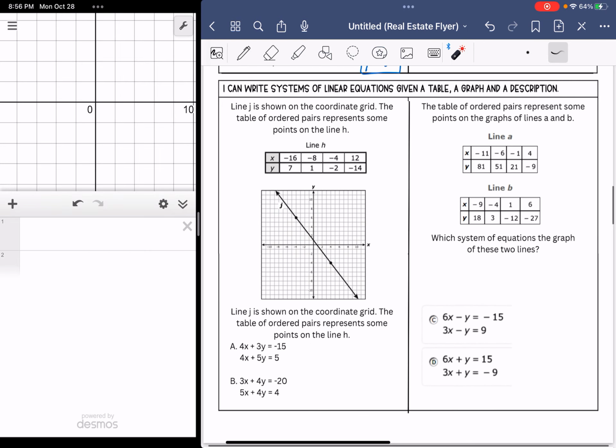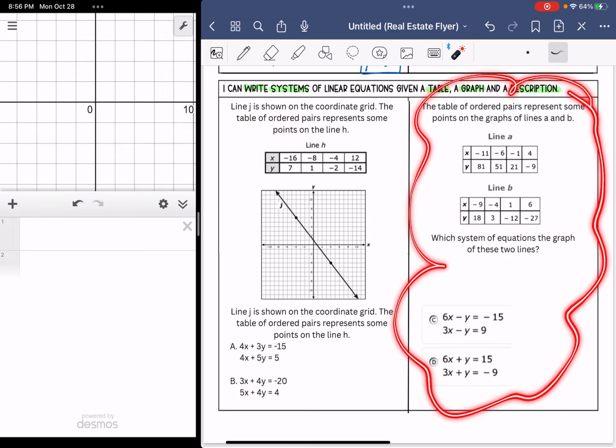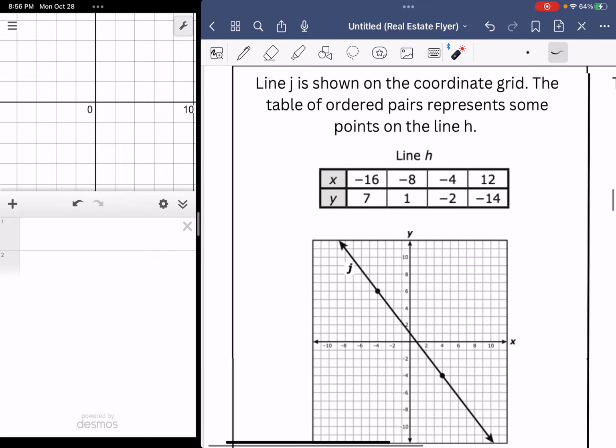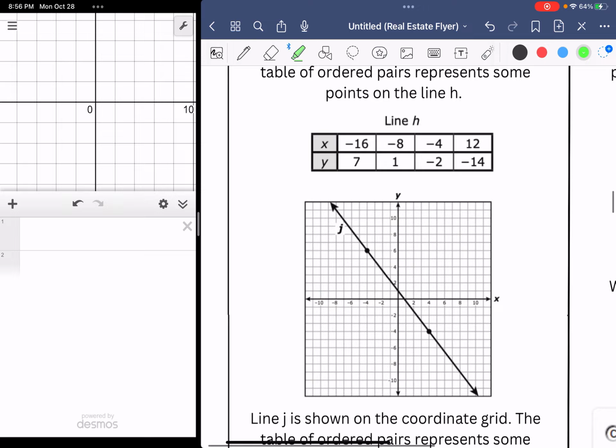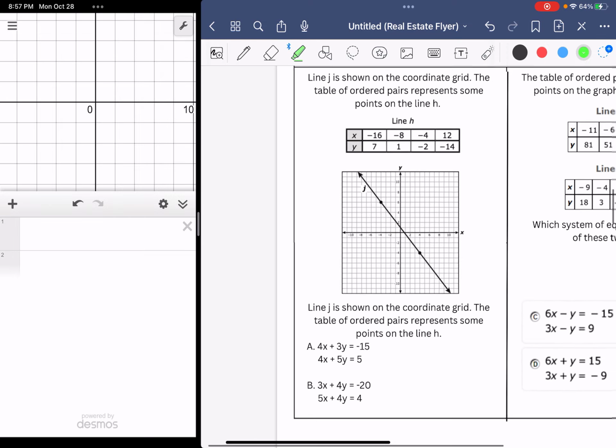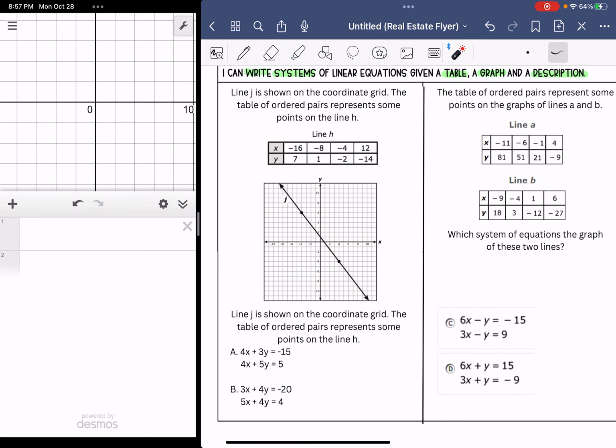It says, I can write systems, given a table, graph, or a description. All right, I'm going to show you this one, and again, you will do this one over here. It says, line J is shown on the coordinate grid. The table of ordered pairs represents some points on line H. When you see something like this, either a table and a graph, or 2 tables, and you're writing equations, a good thing to know is they are always in the same order.